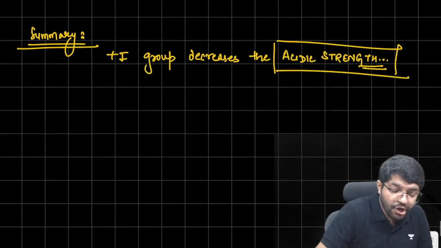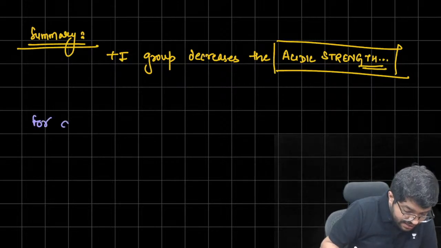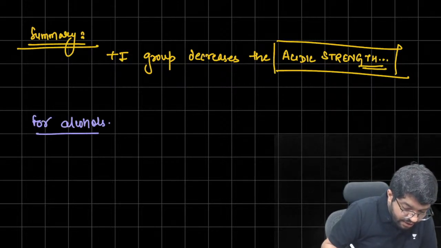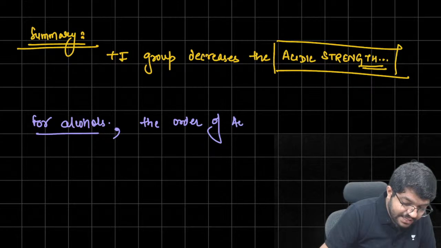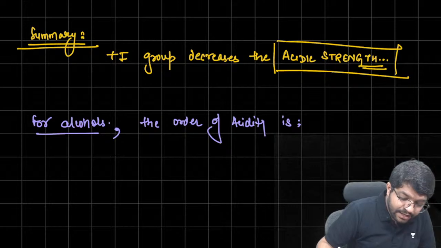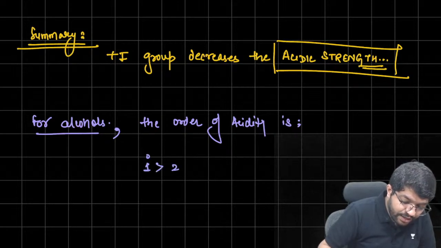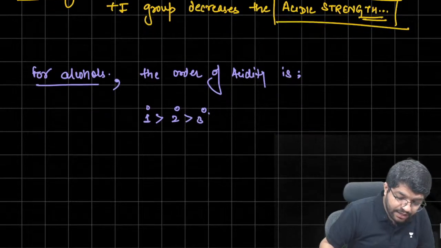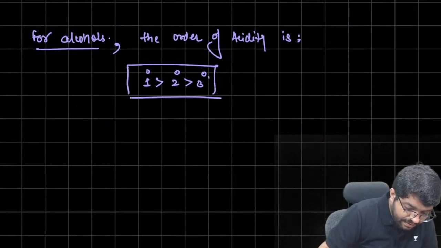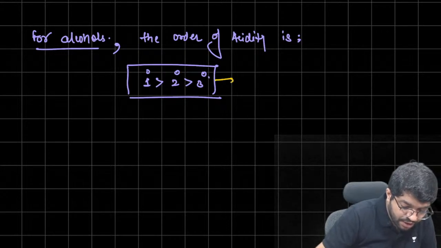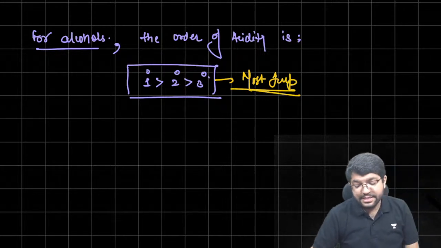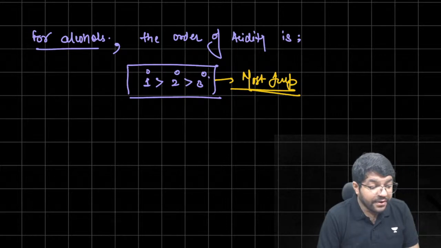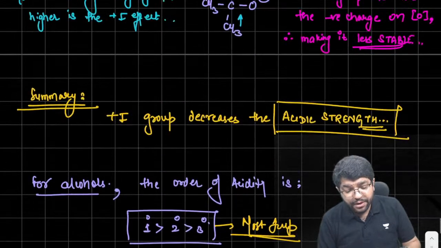Means for alcohols, the order of acidity is 1 degree greater than 2 degree greater than 3 degree. Most important, sir. The order of acidity is most important. Quickly pen it down.